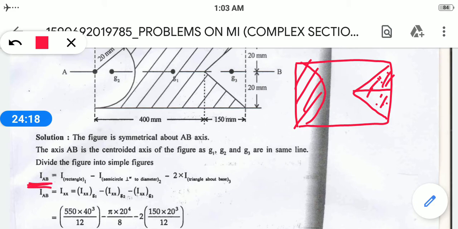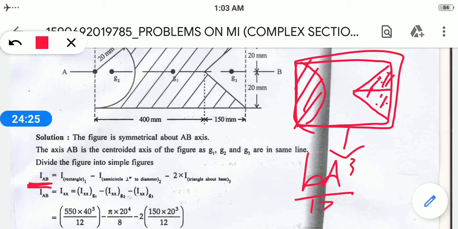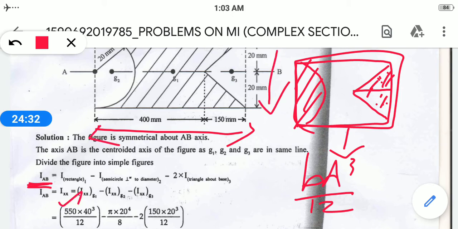So for the first portion, consider your rectangle. Your formula for this is BD cube divided by 12. What is your B? 400 plus 150, which is equal to 550, and the total height is 40. So 40 cube divided by 12. Then we have to subtract your semicircular area. That is minus of pi into r power 4 divided by 8. R is your 20. So substitute pi into r power 4 divided by 8. Then we have to do for the triangular area.